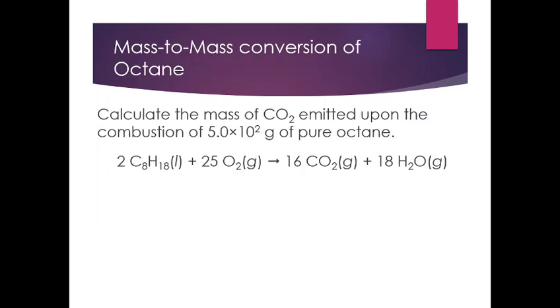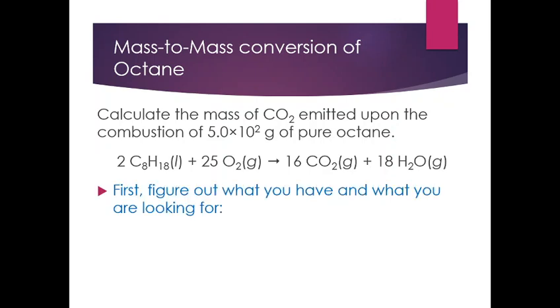For example, let's calculate the mass of CO2 emitted upon the combustion of 5.0 times 10 to the 2 grams of pure octane. It's the same kind of equation that we looked at for the previous example. The first thing you need to do is figure out what you are given and what you are looking for. For this problem, you have 5.0 times 10 to the 2 grams of octane, and in the end, I want to know the mass of CO2.